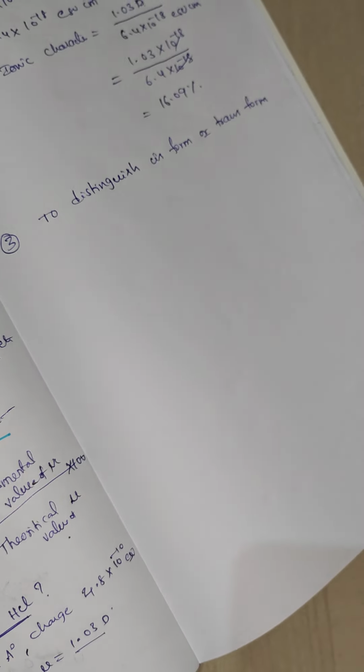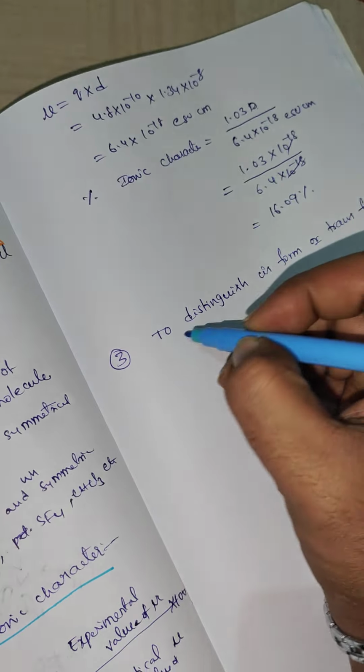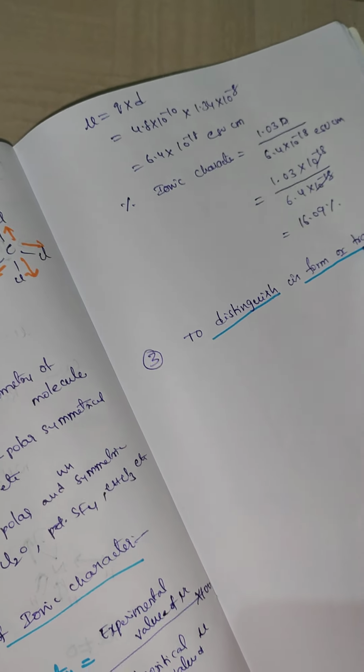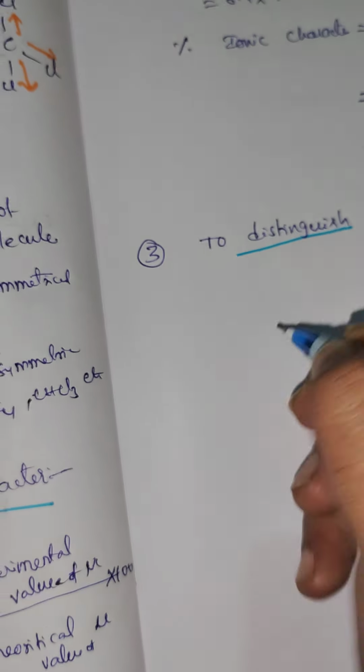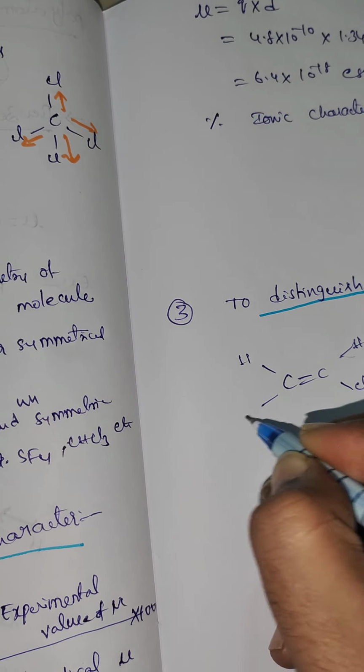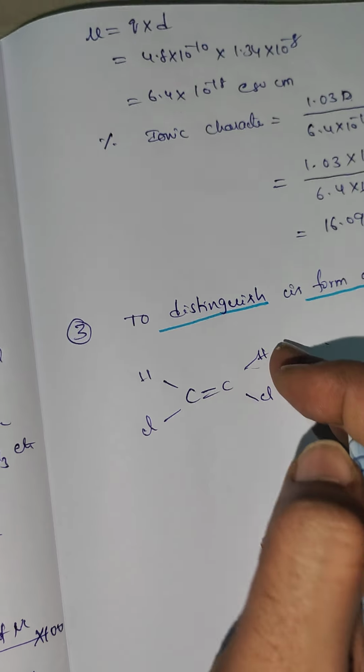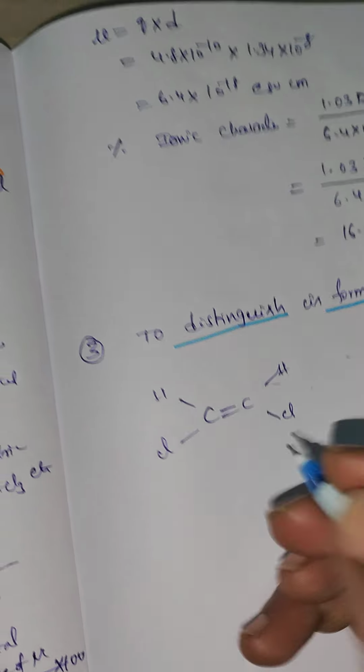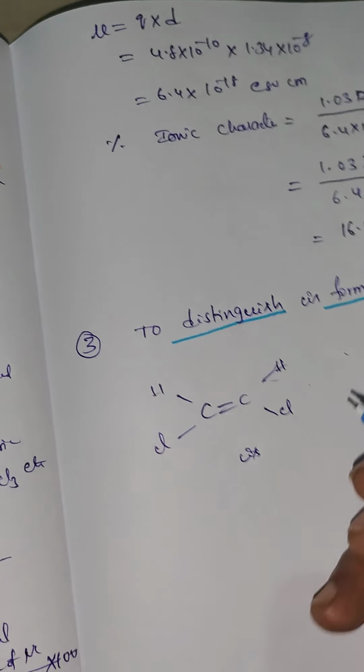To distinguish cis form or trans form. What is meant by cis? Atoms present on the same side are called cis, and on the opposite side are called trans. For example, C double bond C, with hydrogen, chlorine atoms, hydrogen, chlorine atom. Both hydrogens on the same side, both chlorine atoms on the same side, is called cis.